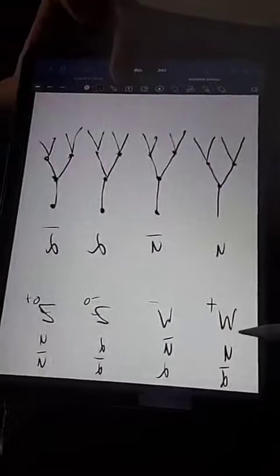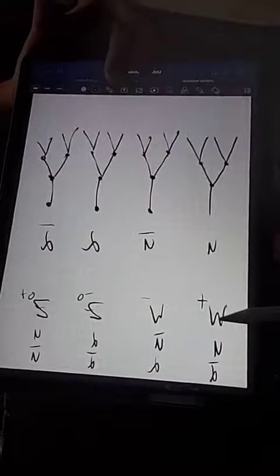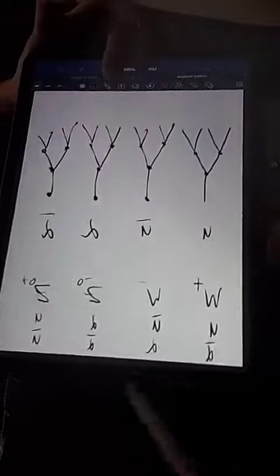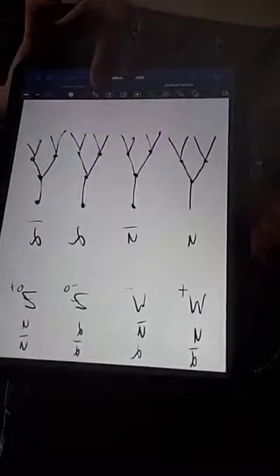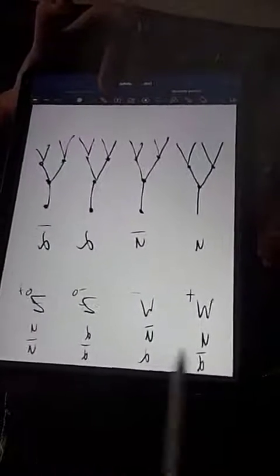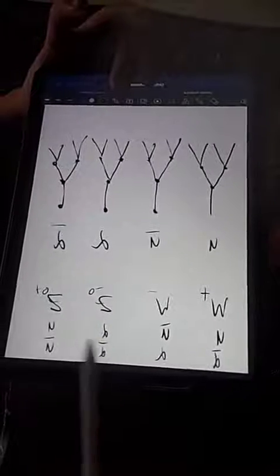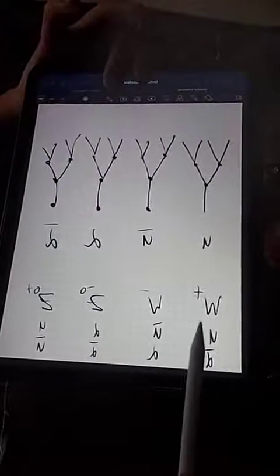So if we ever want this combination, which is a very important rule, all you need to predict anything in the entire world are these 4 chains: the Z0 plus, the Z0 minus, the W minus, and the W plus.